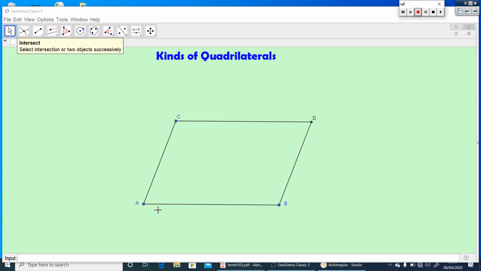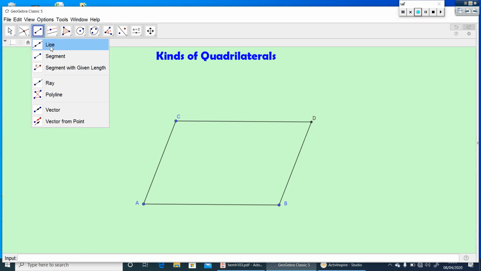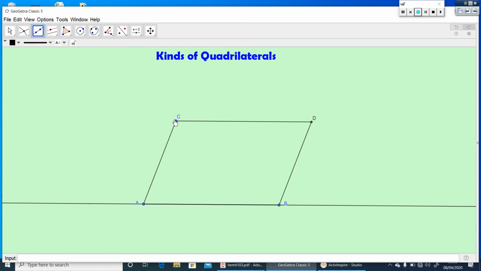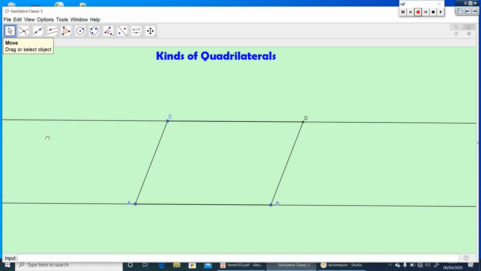Here is another kind of quadrilateral. Now look at the pairs of opposite sides. Let me draw a line through these opposite sides, AB, CD. Now look at these lines. What kind of lines are these? These lines are parallel. So we can say that AB and CD are parallel.